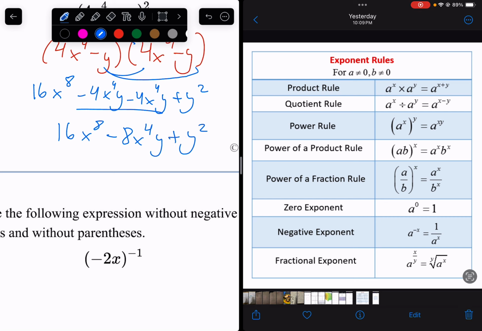Now remember, when you are combining like terms, you don't add the powers. A lot of people would be tempted here to add these powers. You only add powers when you're multiplying. When you're combining like terms, the powers stay the same. All right.